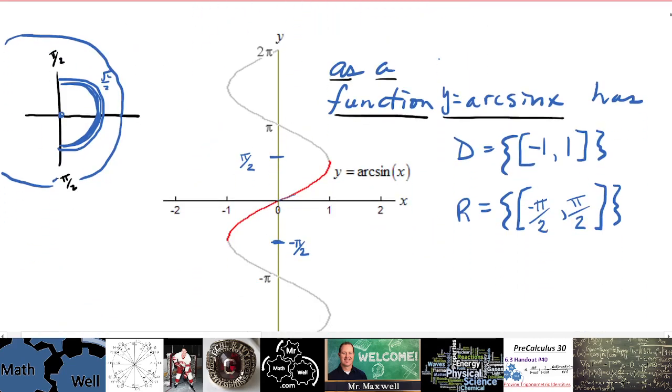All right, so again, we want to focus on just the portion of the inverse function because it's actually a function. In this case, it's actually a function. If we go any further up here, it doubles back over itself.